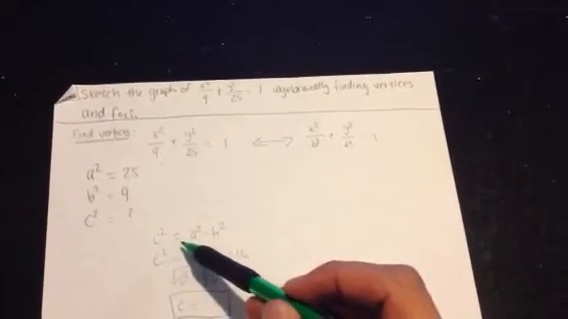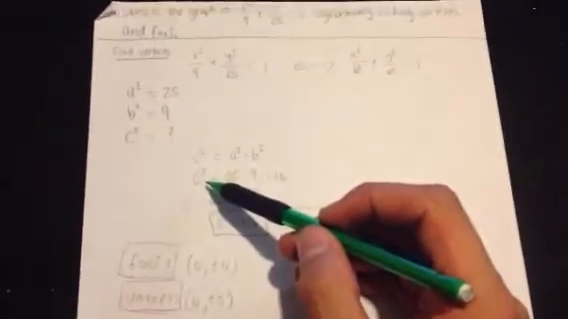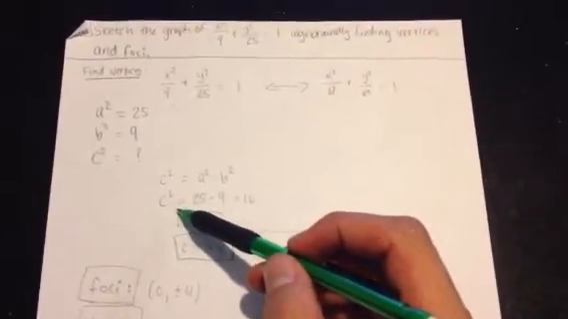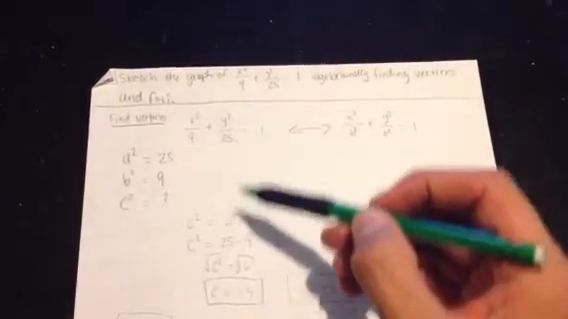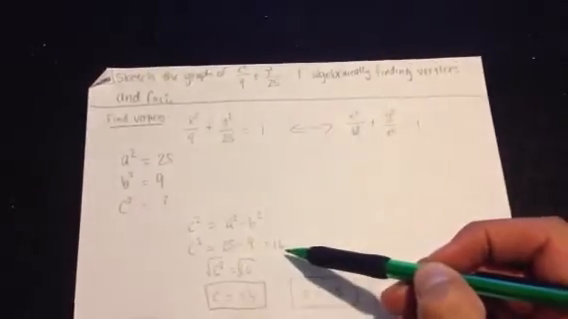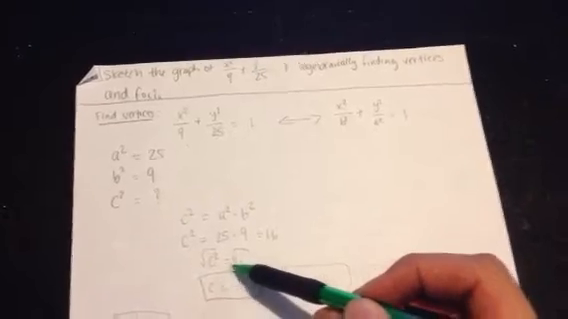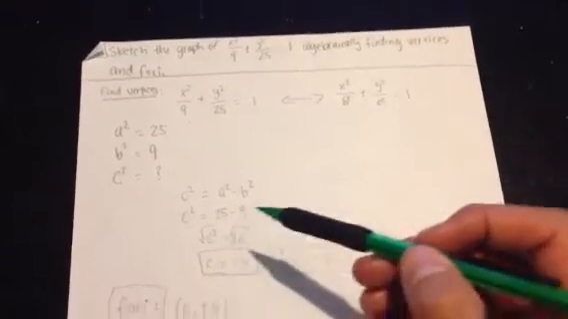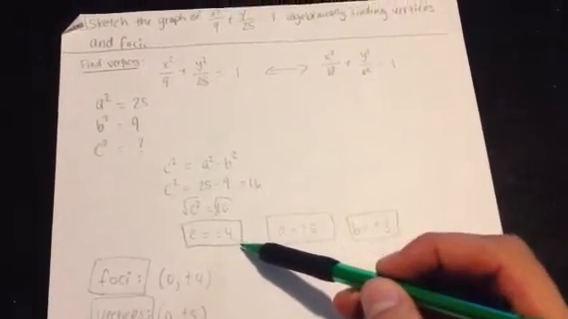So c squared is equal to a squared minus b squared. This is how you find your foci. So c squared is equal to 25, given to us right there, minus your b squared value, which is 9, given to us right there. You end up getting 16. So c squared would be equal to 16, and when you take the square root of that, you'll end up with c equal to plus or minus 4.